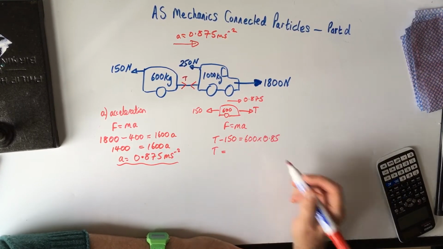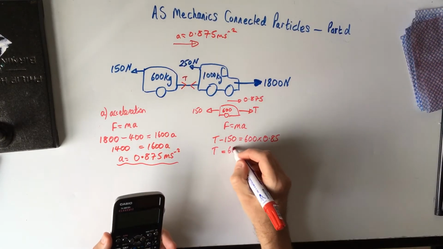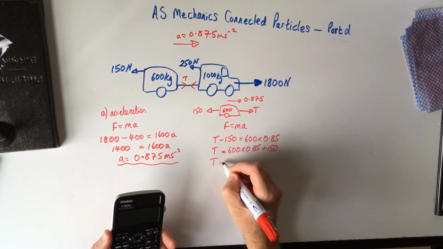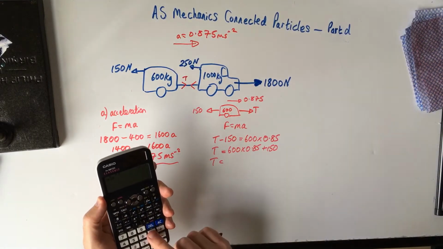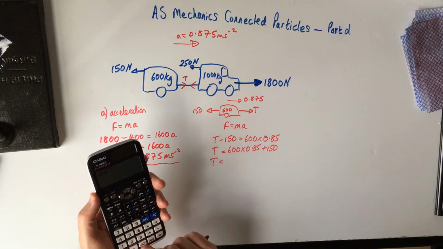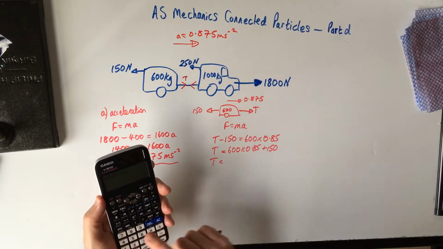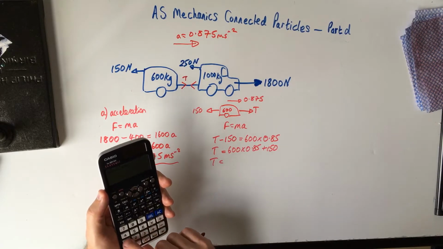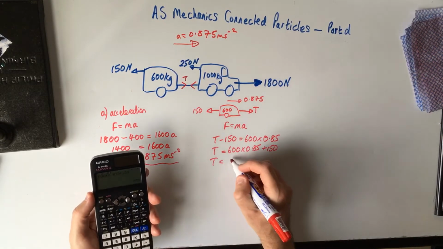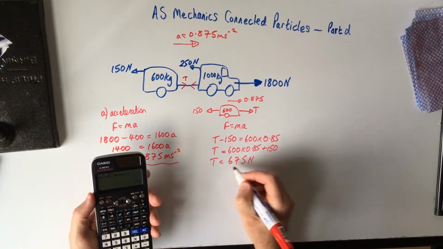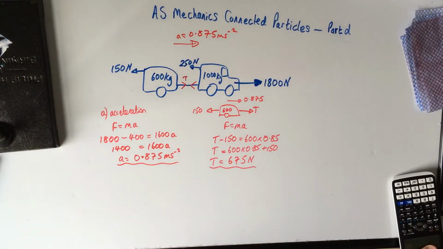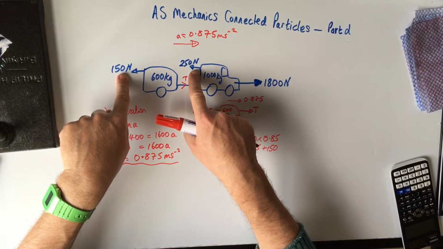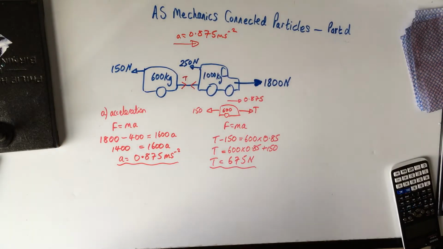So the tension is 600 times 0.875, I put 85 in there but I didn't mean to, plus 150, and that gives me 675 newtons, and that's the tension. Okay, so same as lesson part A, the only thing is I had these resistance to motion forces.